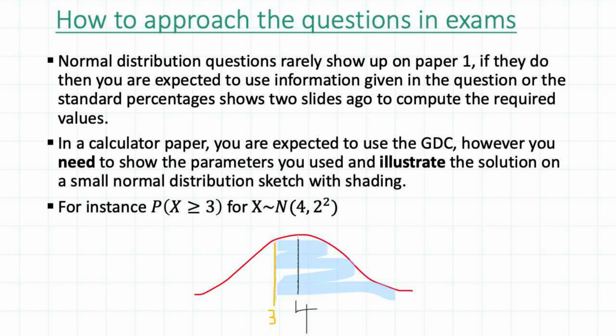Another way you can show your method is by doing a small sketch. So if you're looking for the probability of x bigger than or equal to 3, where x follows a normal distribution with a mean of 4 and standard deviation of 2, I'll just do the sketch. I'll show the mean, and I'll show where 3 is, and I will shade the area that I'm looking for. I'm looking for the area below the curve that's above 3. So this is the area I'm looking at. This is enough to show your working, and then do the computing on your calculator and write the answer.